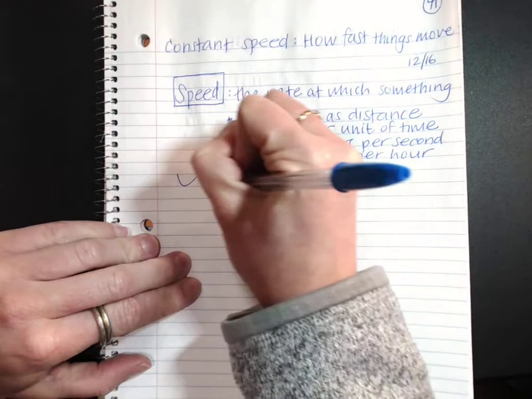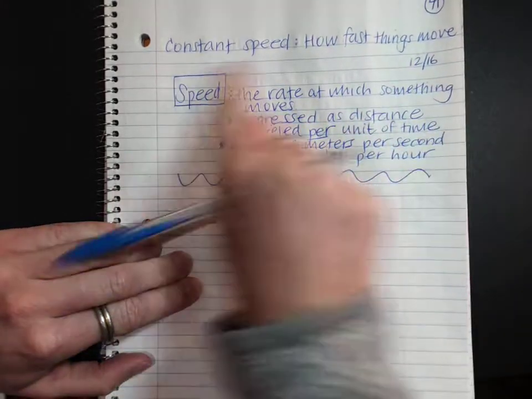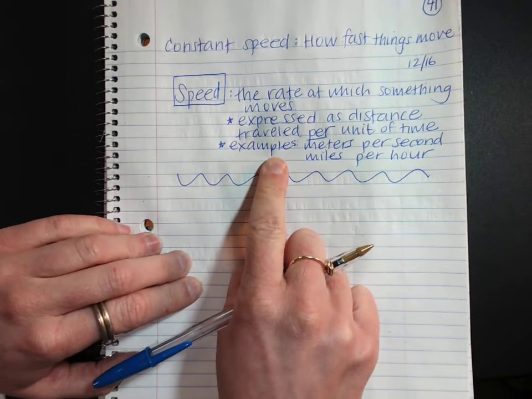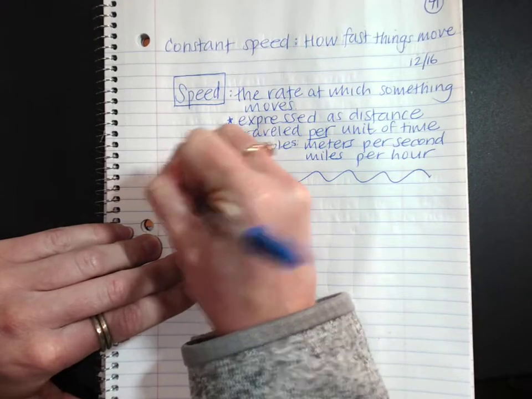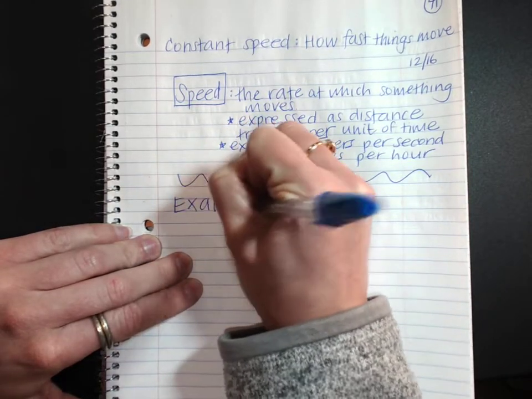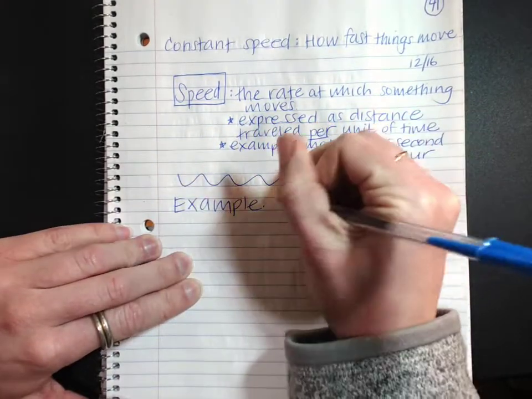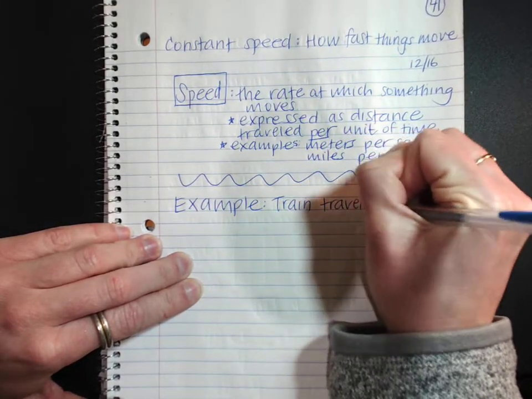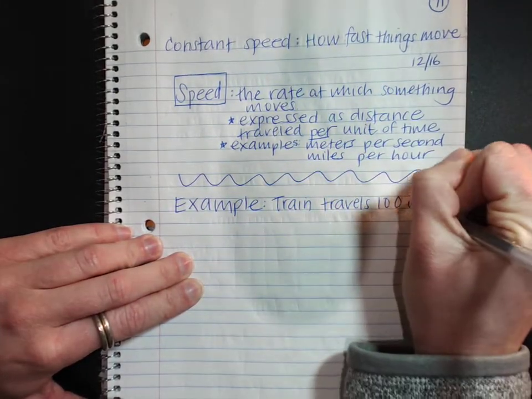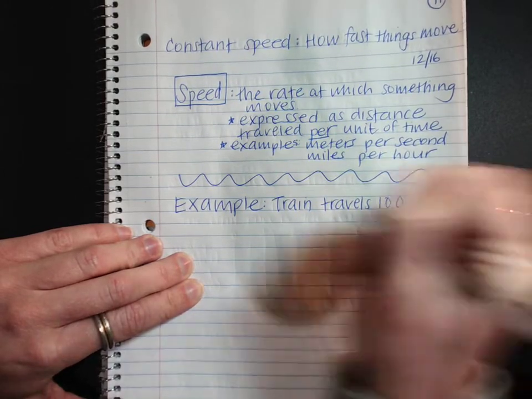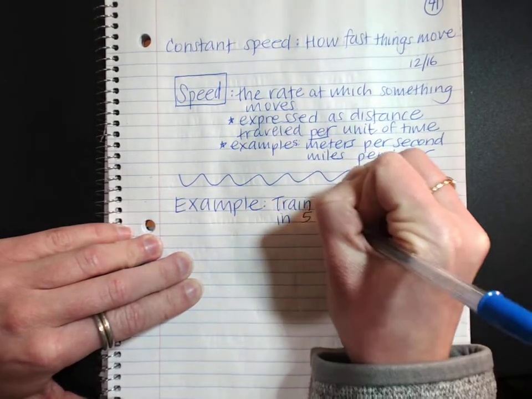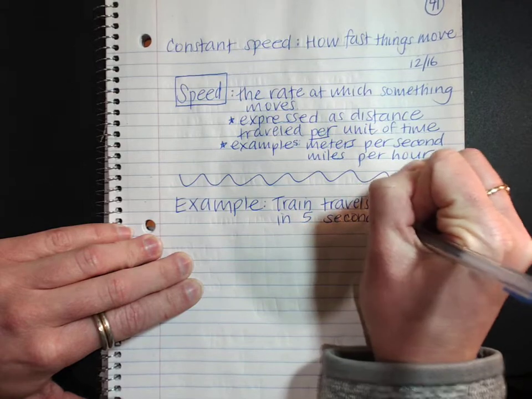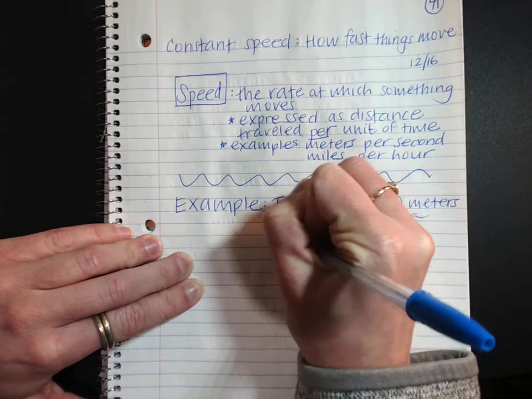All right, do a little divider on your page. We got our definition, nice and neat on the top. We're going to move into an example. Write example nice and big. A train travels 100 meters in 5 seconds at a constant speed.